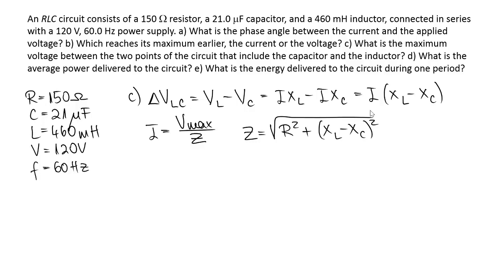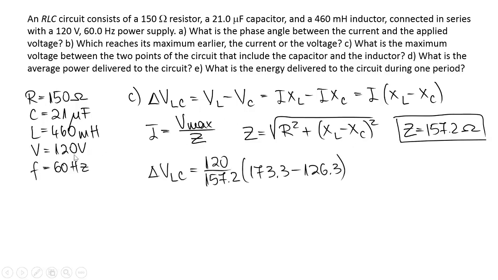Impedance is calculated as the square root of resistance squared plus the difference between XL and XC squared. We know every single value. We know R, we know XL, we know XC. Plug in the numbers and you get that the impedance is 157.2 ohms.